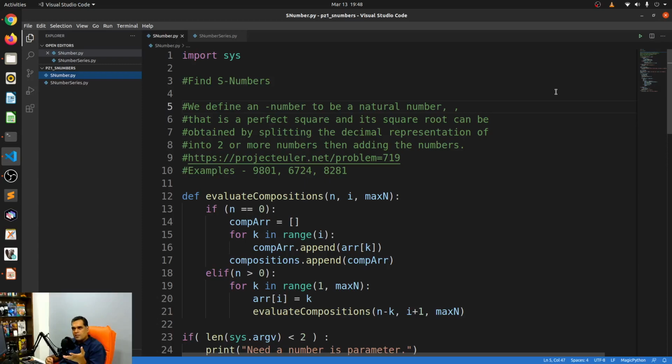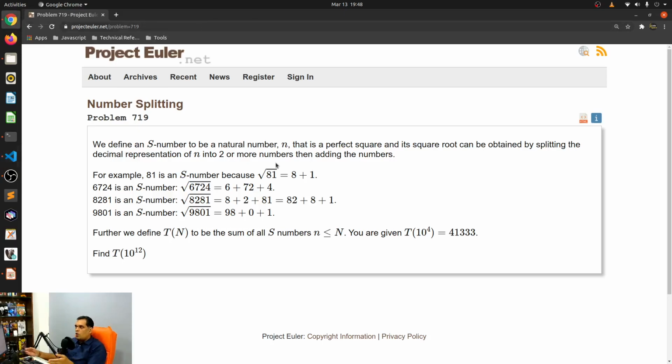I'm hoping that this is the first of many puzzles that we solve together. Okay, so today I thought we'll look at Project Euler's problem number 719. I'll link this in the description for you to see. All right, so what does this puzzle state, or what does this puzzle want us to do?